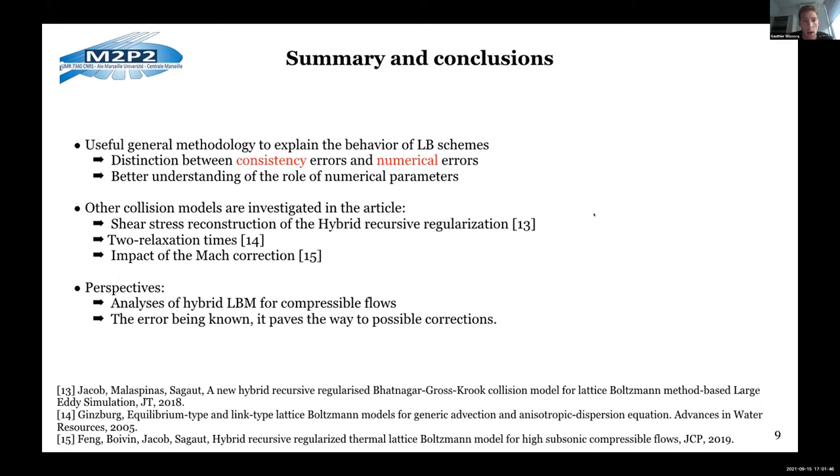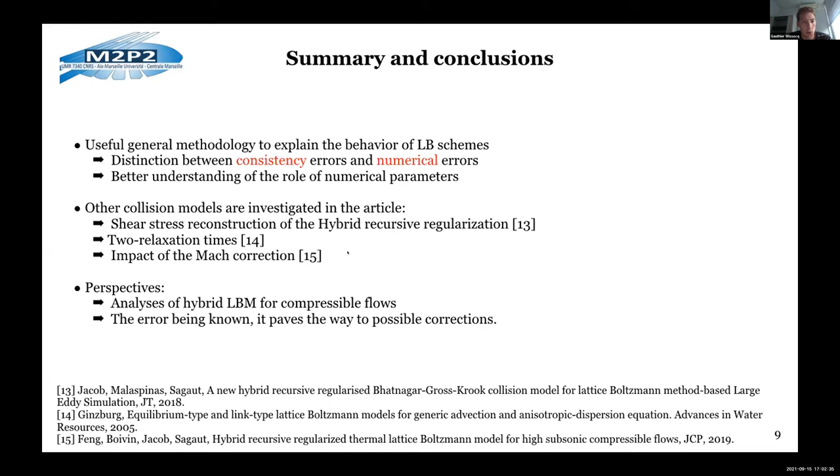So to conclude on this topic, here I presented a general methodology that can explain the behavior of several lattice Boltzmann schemes, and the originality of this work is the systematic distinction between consistency errors and numerical errors in the scheme. It helps better understand the role of several numerical parameters, such as the numerical parameters we have in the MRT collision model. Other collision models are also investigated in the article, such as the shear stress reconstruction of the hybrid recursive regularization from Jérôme Jacob, which is a model we quite appreciate here at M2P2.